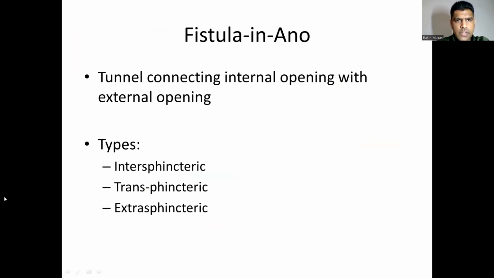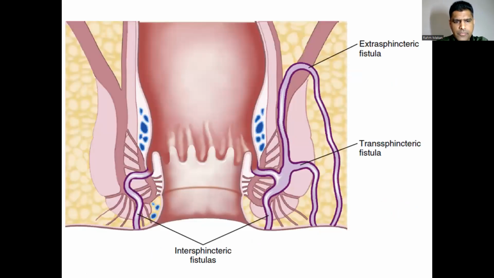The next common pathology is a fistula in ano, which is defined as a tunnel connecting the internal opening with the external opening. Three main types exist. It's intersphincteric, transsphincteric, and extrasphincteric. So here we can see the extrasphincteric, where it originates within the bowel and then travels beyond the sphincters and then exits. And then you get the transsphincteric type, which goes through the sphincters. And then you get the intersphincteric type.